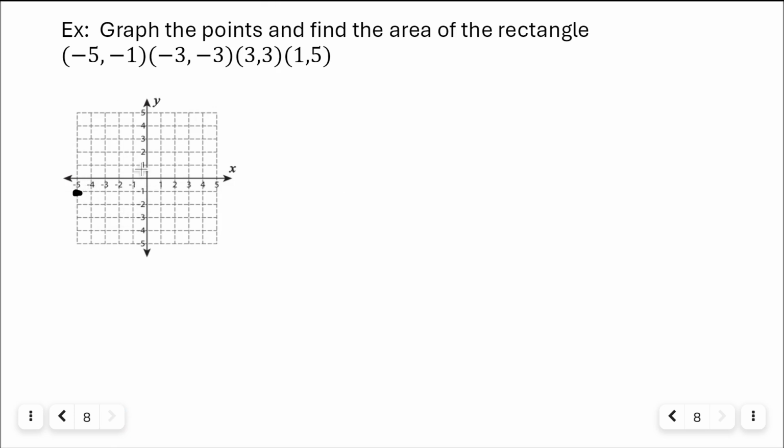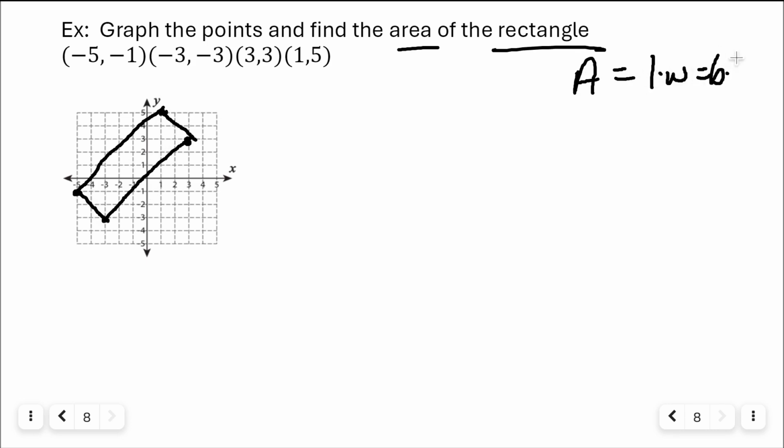We got -5, -1, -3, -3. We got 3, 3. And then we have 1, 5. We want to find the area of this rectangle. Okay, to find the area of the rectangle, it's equal to the length times the width, or the base times the height.